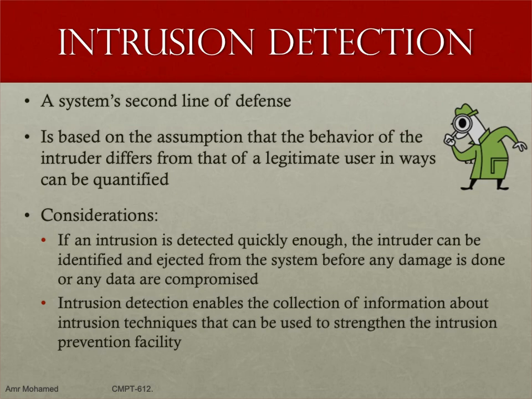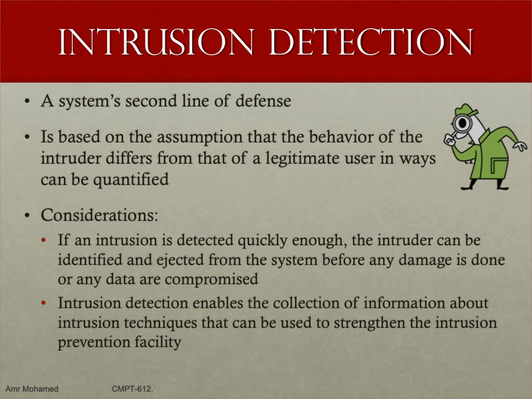So the intrusion detection, the IDS system, is a system's second line of defense and is based on the assumption that the behavior of the intruder differs from that of the legitimate user. So we assume that the behavior of the intruder is different from the legitimate user, and it can be distinguished deterministically.